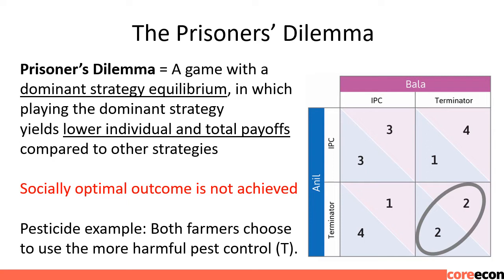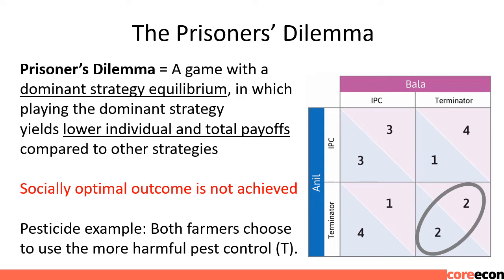Pesticide example. Both farmers choose to use the more harmful pest control, T. Imagine that Anil and Bala are now facing a different problem. Each is deciding how to deal with pest insects that destroy the crops they cultivate in their adjacent fields. Each has two feasible strategies.